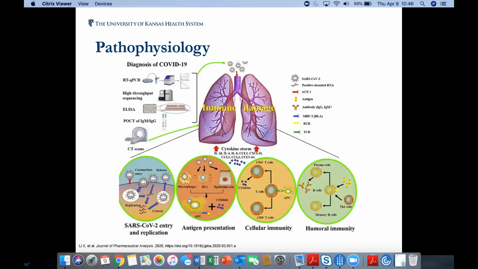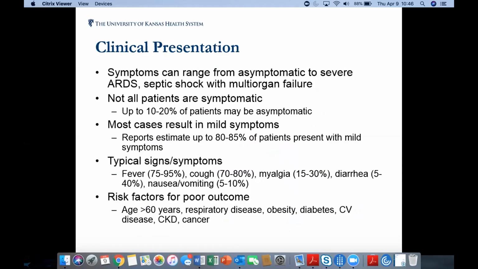And there are some things that we can potentially do to manipulate this, particularly around the manipulation of interleukin-6, which I'll talk about on an upcoming slide. But if left unchecked, this is what leads to ARDS, septic shock, multi-organ failure in patients with critical disease. So in terms of presentation, as I said before, some patients have no symptoms at all, and some patients have fulminant symptoms: ARDS, septic shock, multi-organ failure.